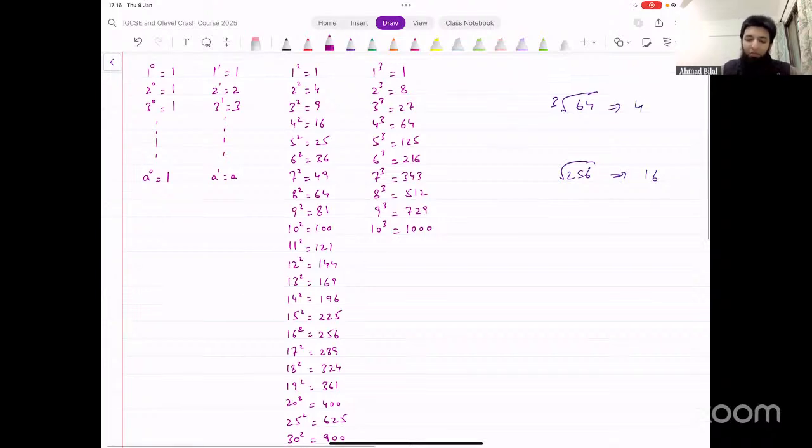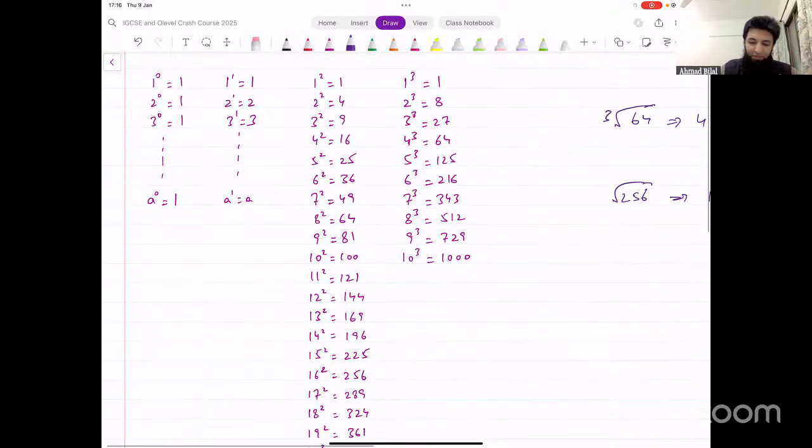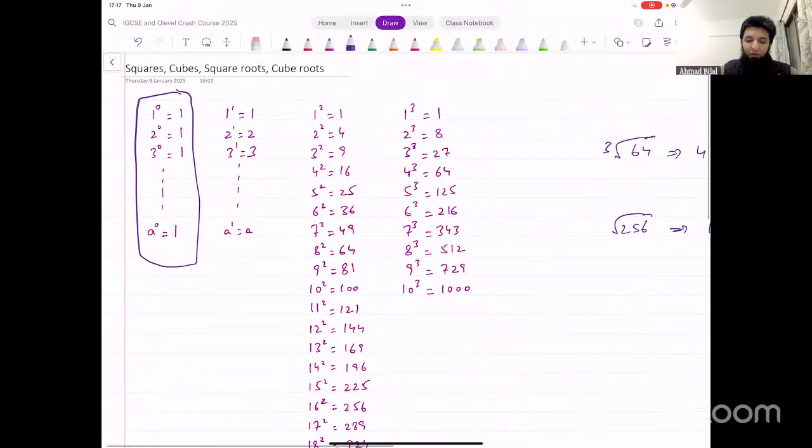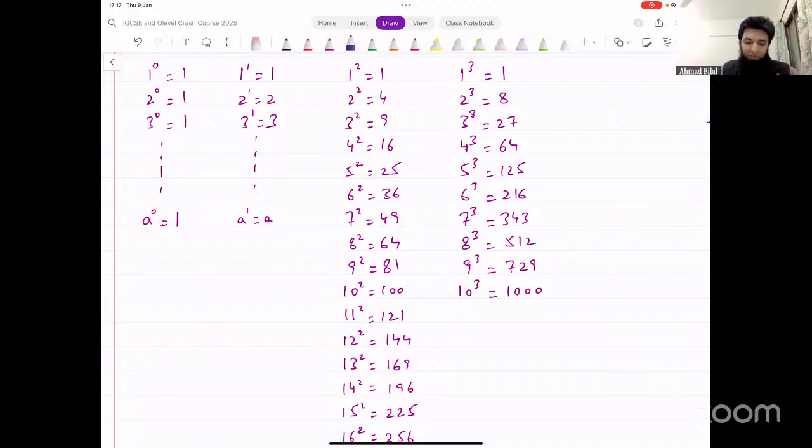Now, we just end with this. So how do you evaluate squares and cubes? For that, let's think about powers. First of all, some rules that you need to know. Anything raised to power 0 is 1, right?